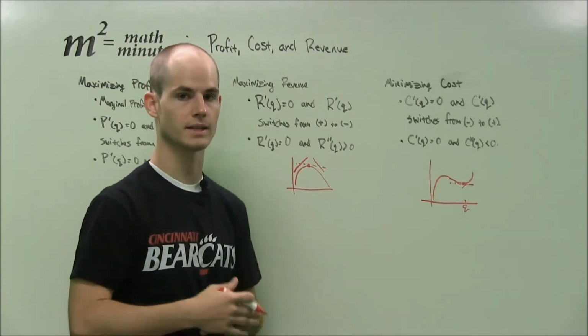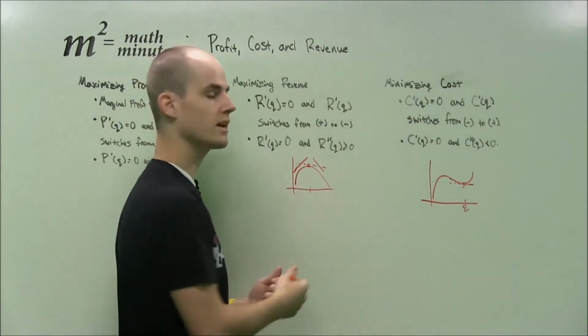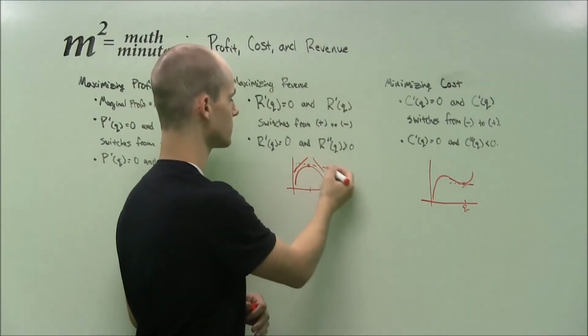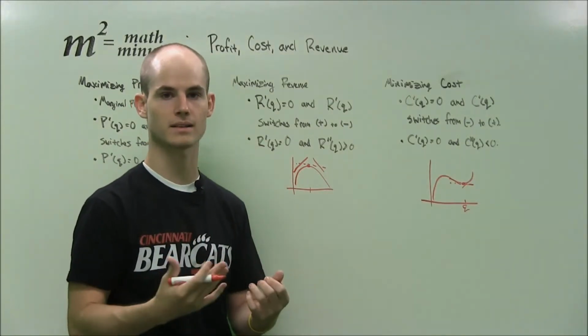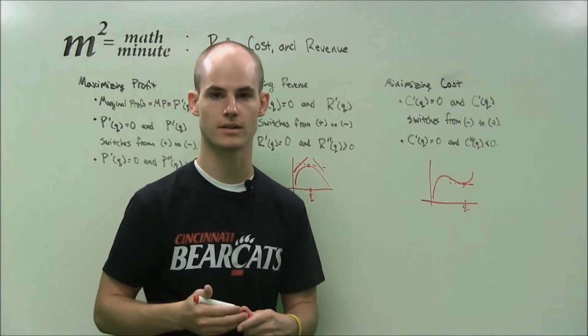Now the second derivative test, once again, just checks that the derivative there is 0, but the second derivative is less than 0, therefore signifying that that is a local max. So, in this case, we have a local max and we've maximized revenue.